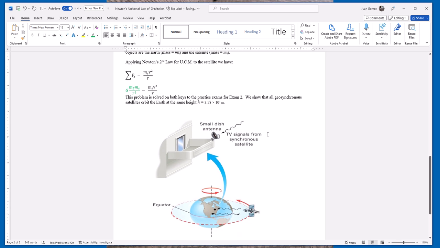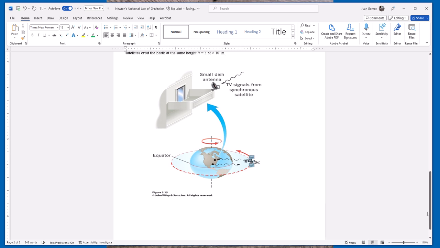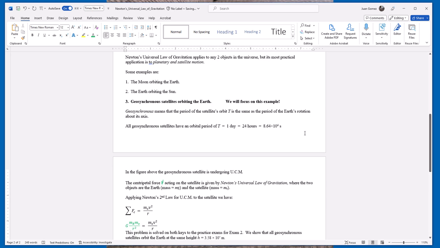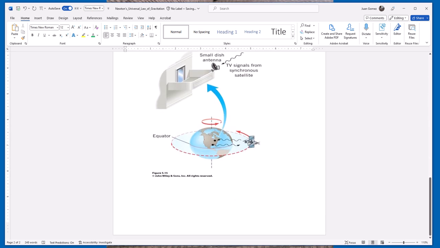Then just what is a geosynchronous satellite? Again, synchronous meaning its period, the period of one of its orbits as it orbits the Earth, is the same as the period of the Earth's rotation about its axis. Well, why is that the case? Well, the satellite remains in a fixed spot above the Earth.